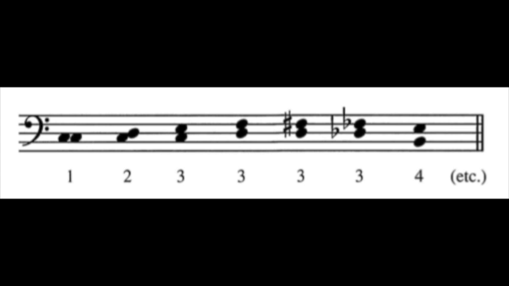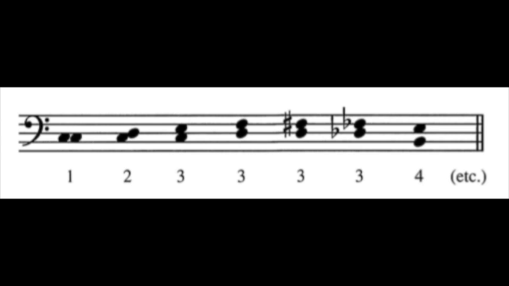So when they're on the same line, it's a 1, or same space. 2 is 2 adjoining lines or spaces. So we see that there, C and D. A third is 1 space to the next space or 1 line to the next line. A fourth is a little bit further apart as well.